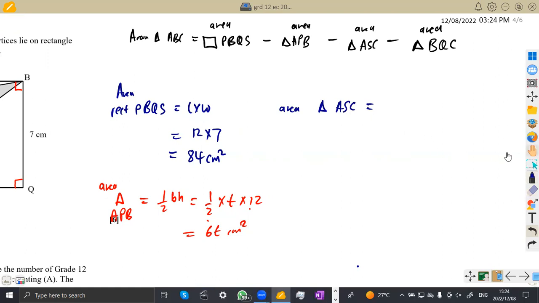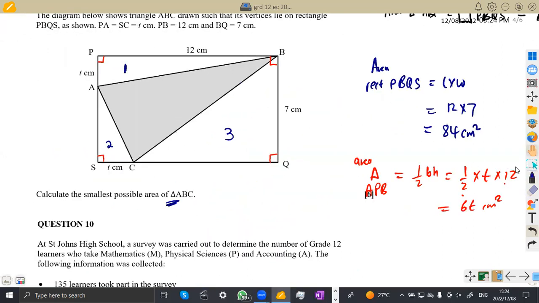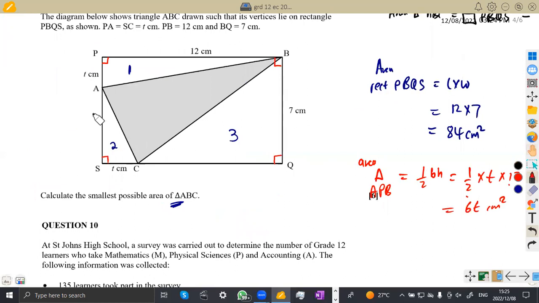All right, let's check where we have our ASC. This is where we have ASC. Here we do not have the length from A to S. We do not have this dimension, but we are given that this is 7. Remember, it's a rectangle, opposite sides are equal. So the whole of this line is 7 centimeters.